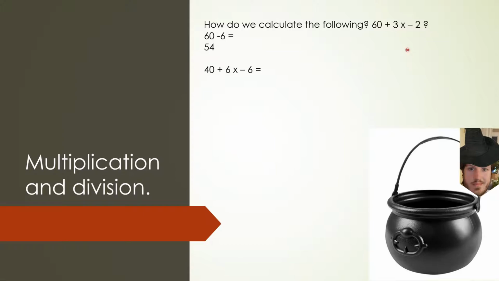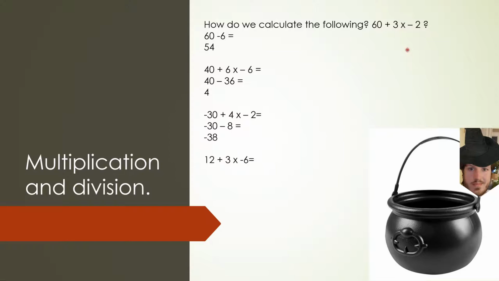40 plus 6 times minus 6. Multiplication first. 6 times minus 6. Positive times negative equals negative. Minus 36. 4. Minus 30 plus 4 times minus 2. Well, multiplication first equals minus 8. Minus 30 minus 8 equals minus 38.